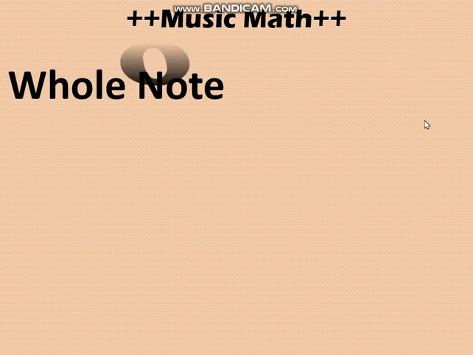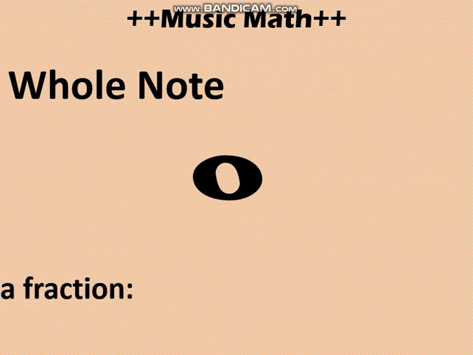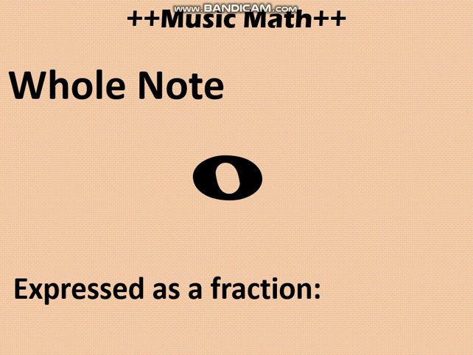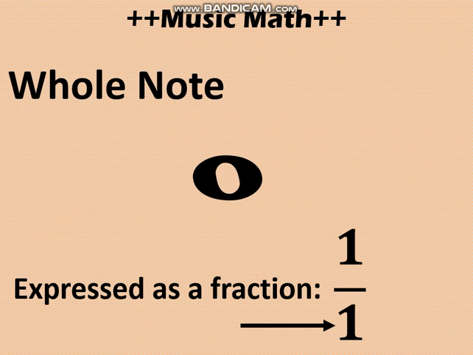So, let's take a whole note, which we all know looks like this. What if we wanted to express the concept of a whole note as a fraction? Well, a whole thing is one thing, right? So 1 over 1 is 1. One Mr. Spear is 1 over 1. There's only one of me. There's only one whole note. It takes up the whole thing. So whole note, 1 over 1.